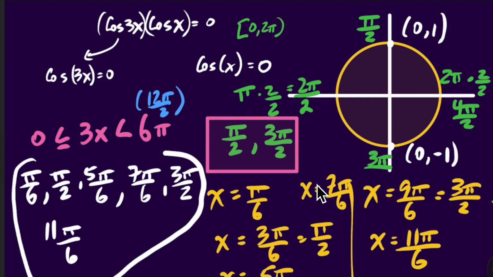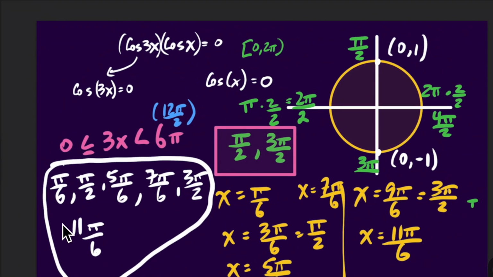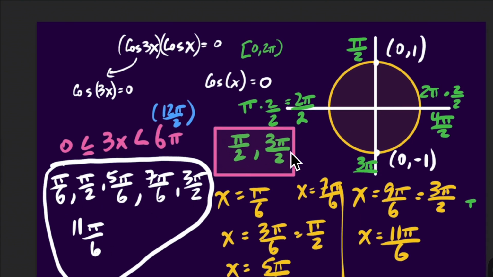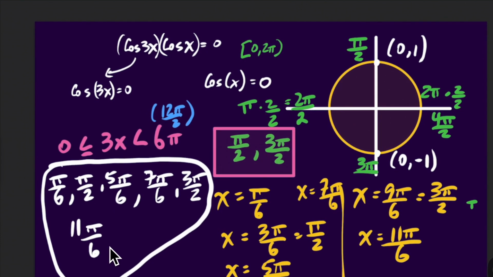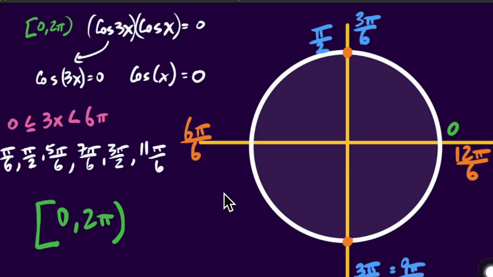So if you look at this final solution set for x, you notice that all of these are within the range 0 to 2 pi, because 12 pi over 6 is 2 pi. Look at the intuition of this problem. So here we have the zero product property. Cosine of x equals 0. We know that x is going to be pi over 2 and 3 pi over 2.